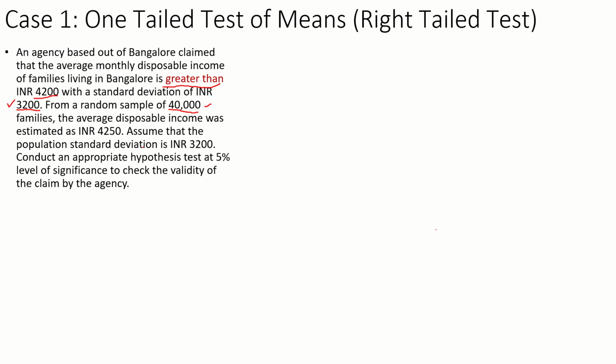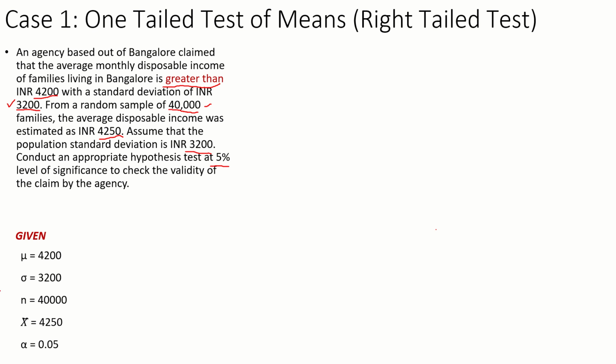Average disposable income was estimated as 4,250. So what is the claim? The claim is that average monthly disposable income of families living in Bangalore is greater than 4,200. But in the sample it is found to be 4,250. Assume that the population standard deviation is 3,200. Conduct an appropriate hypothesis test at alpha, the 5% level of significance, to check the validity of the claim by the agency.